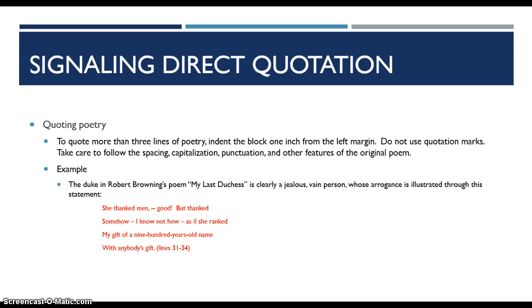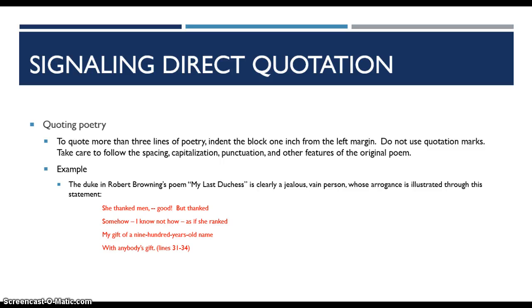Quoting poetry can be difficult for some people. If you're going to quote more than 3 lines, indent the block 1 inch from the left margin and don't use quotation marks. You need to be careful to follow the spacing, capitalization, punctuation, and other features of the original poem. Poetry, it matters what words are capitalized, how it's punctuated, how it's spaced, and it's important to reproduce that exactly.